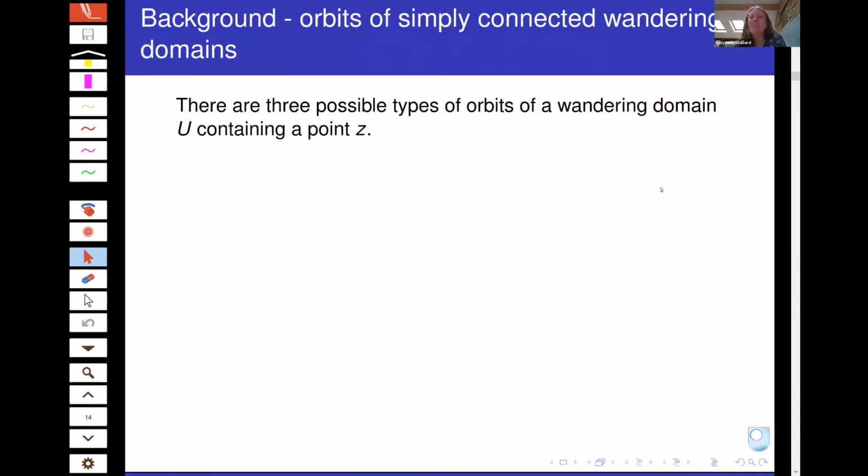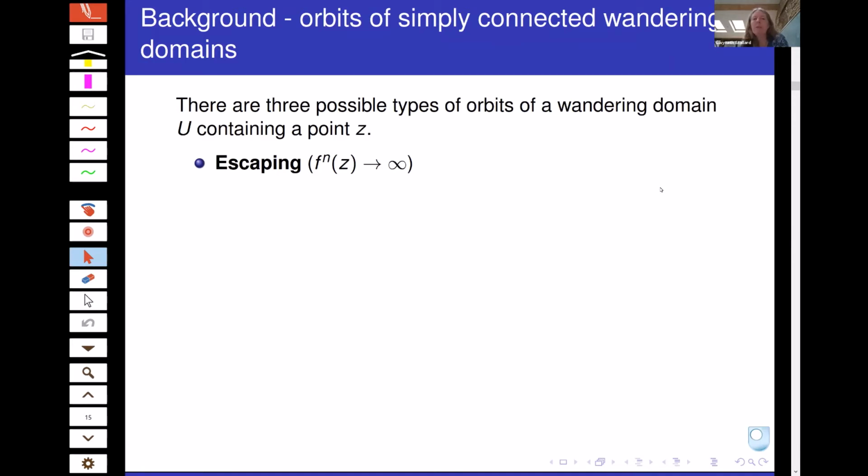Okay, so just a little background on what can happen in terms of the orbits of a simply connected wandering domain. So we saw for the multiply connected ones, they map out into these rings that go off to infinity. But what can happen if you have a simply connected one? So you have three different possibilities that can occur. Okay, so the first one is escaping, which is what we had for the multiply connected ones, that each point in the wandering domain will escape to infinity.